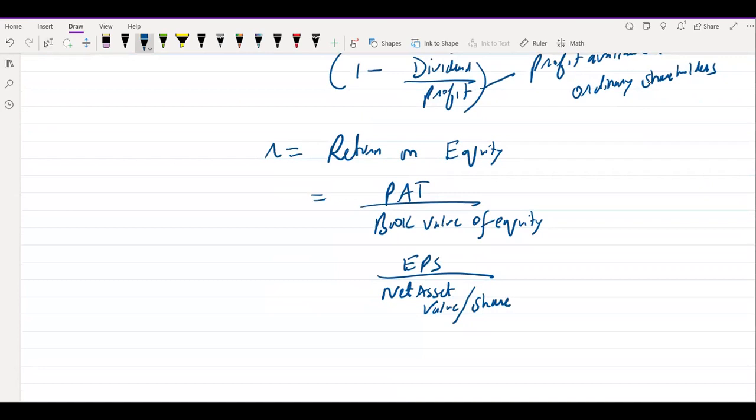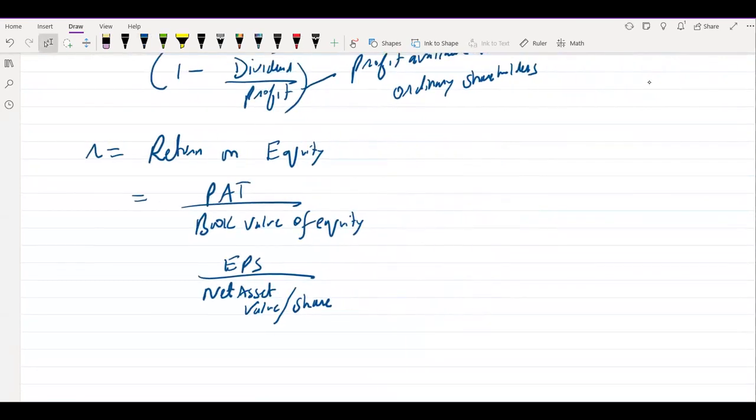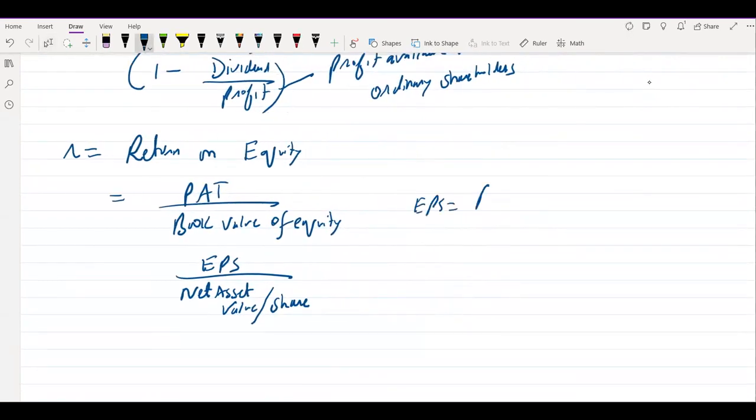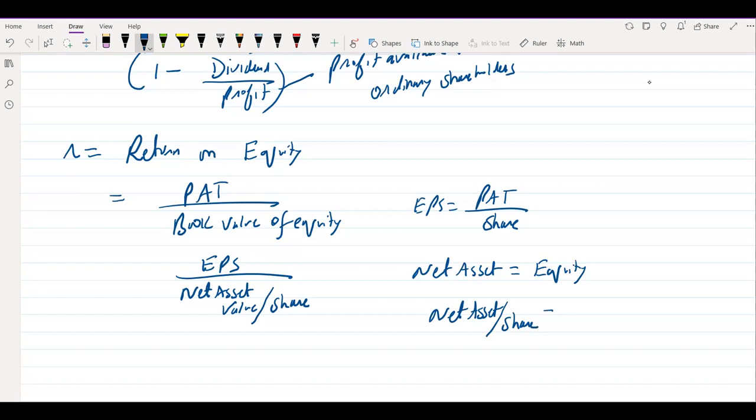Remember, what is EPS? Profit available to ordinary shareholders divided by number of shares. What is net asset? Equity is net asset. And what is net asset per share? If you divide the book value of equity by the number of shares, that will be net asset value per share.